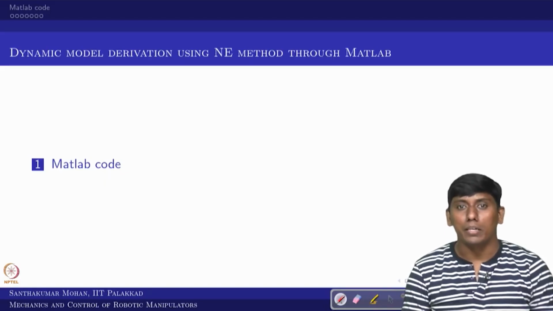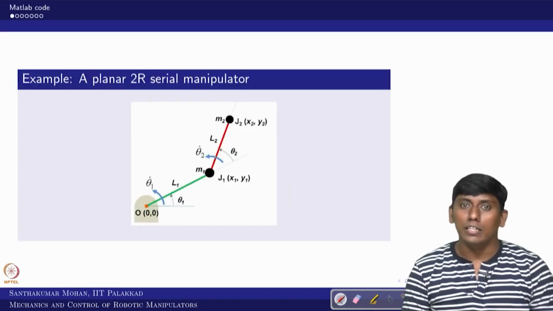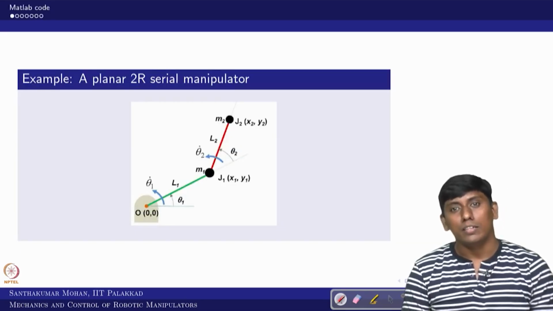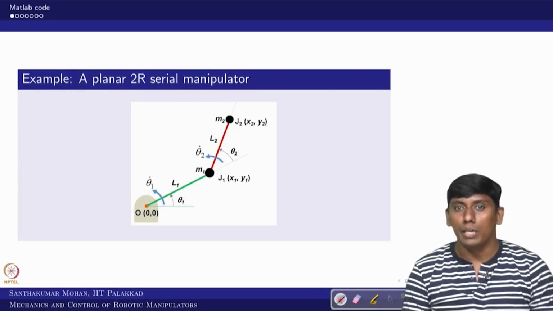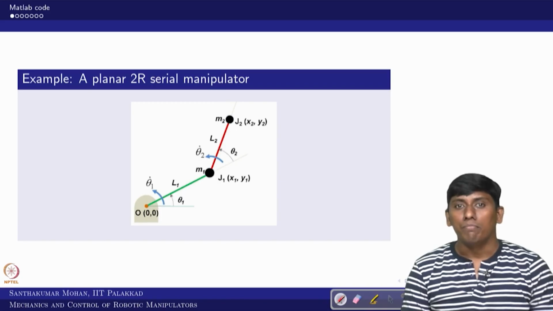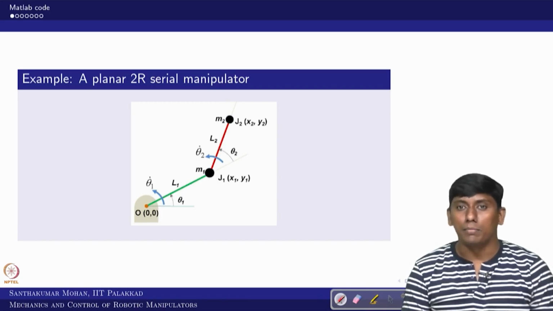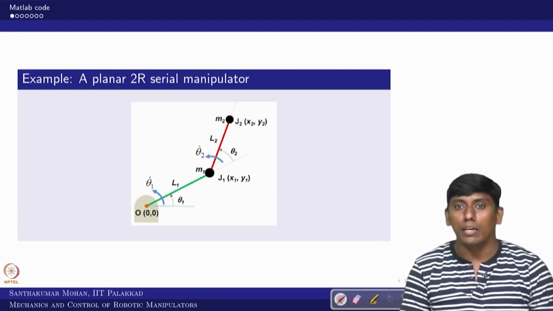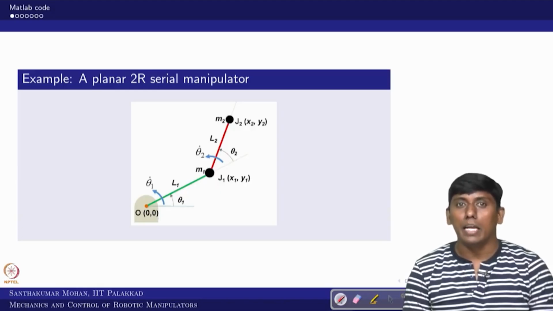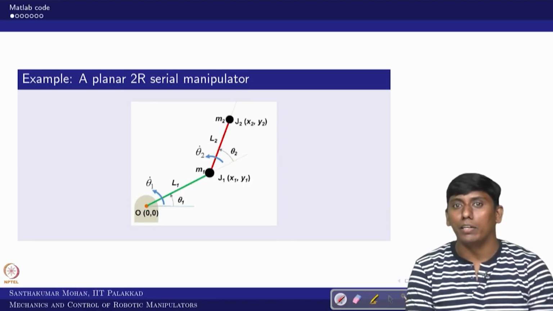I will move to the Matlab environment. This is the example which we derived in the regular lecture. The same example I am taking for simplicity, but it is not going to restrict you. You can use any serial manipulator in this case. The only thing you have to change is the DH parameters and the equation of motion. I will show you that in the Matlab session, but right now you can take it that a planar serial manipulator has been taken.